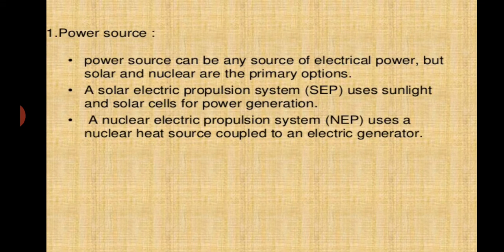So let us know what the power source is. Power source can be any source of electrical power, but solar and nuclear are the primary options. The solar electric propulsion system uses sunlight and solar cells for power generation. A nuclear electric propulsion system uses a nuclear heat source coupled to an electric generator.